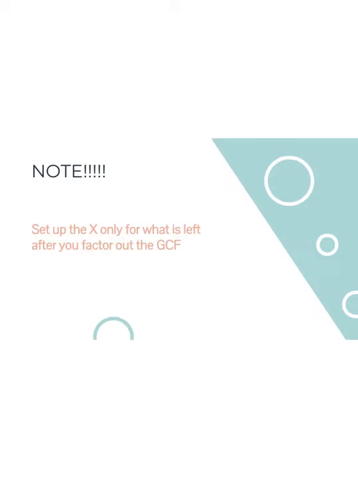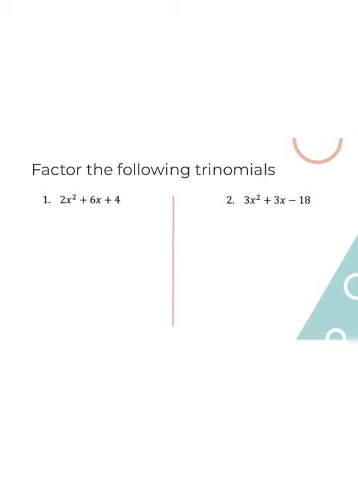Okay, one very important thing to remember is that when you set up the X, you only set up the X for what's left after you factor out your GCF. Okay, so here we're going to start by factoring the trinomials. In order to do that, we're going to take our greatest common factor out.